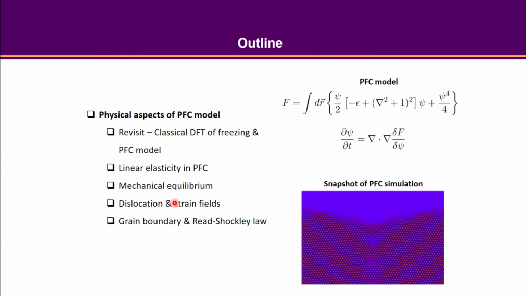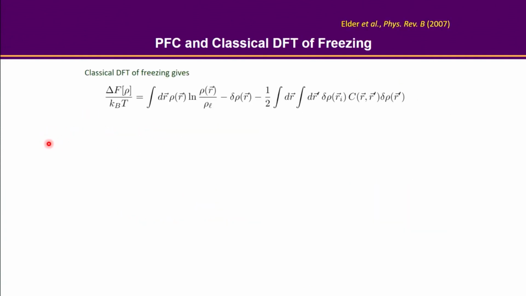Okay, and of course you can have an array of dislocations, right, like this. So that will form a grain boundary between two nearby grains. There we can even calculate the grain boundary energy in the PFC and whether that also follows the classical prediction, which is the Read-Shockley law, okay? Okay, so first things first, let's talk, once again, about the classical density functional theory of freezing and the PFC.